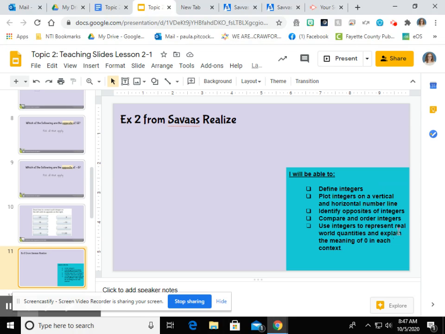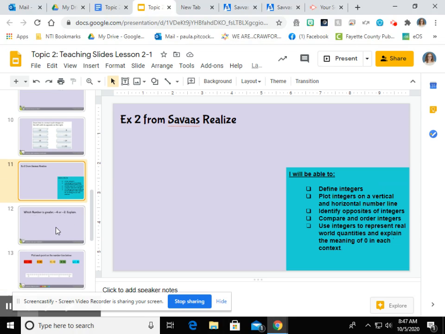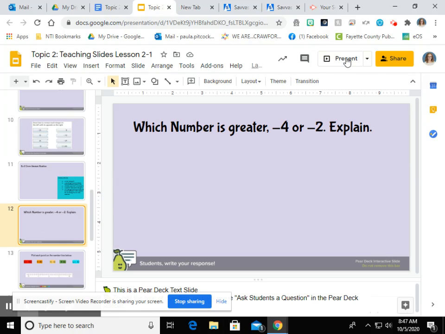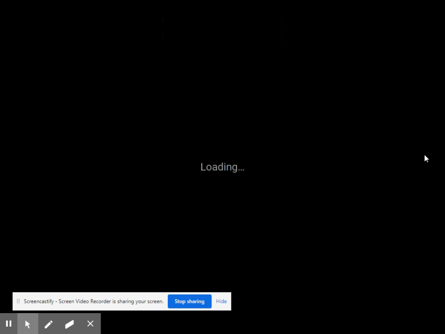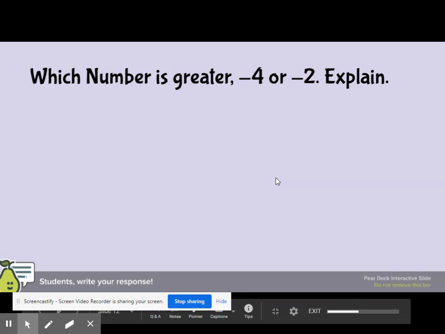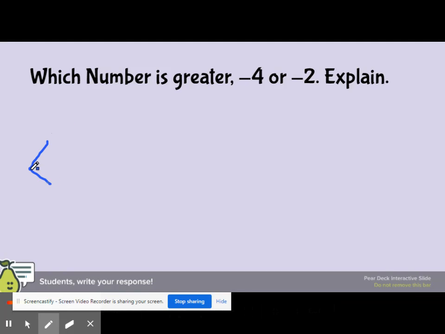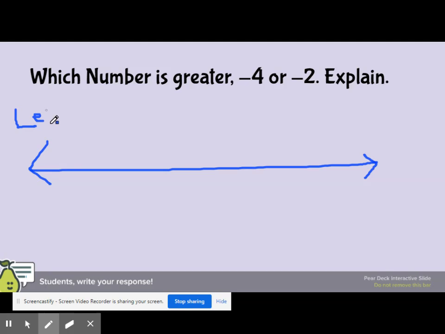So we just talked about comparing and ordering. So I want you to think about this question. Which of these two numbers, if you use a number line, is the greatest? Is -4 the greatest, or is -2 the greatest? So here's a number line. Remember, L for less, L for left. So left, these are the least. Okay, right is the biggest.